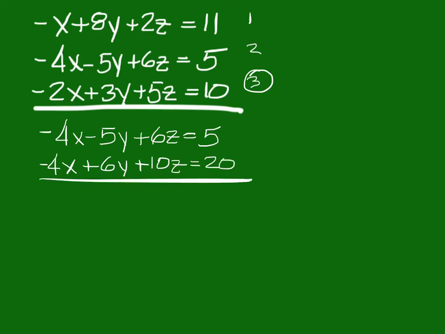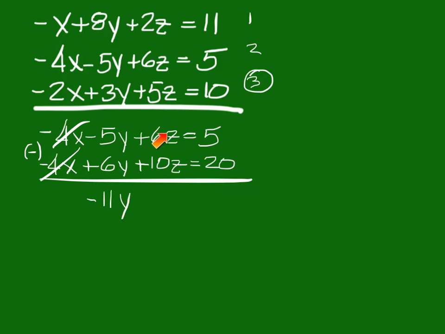Now, if the signs are the same out here on the left by the x's, what operation do I use? Minus. If they're the same thing, you subtract. So when I subtract those two equations, these are gone. -4 minus a -4 cancels out to be 0. Then you have to go to -5 minus a +6. -5 minus 6 would be -11.